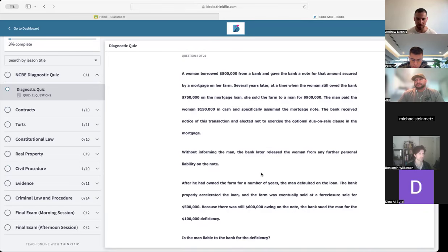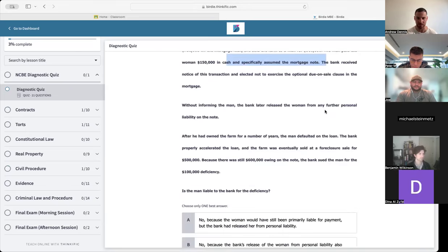After he had owned the farm for a number of years, the man defaulted on the loan. The bank properly accelerated the loan, and the farm was eventually sold at a foreclosure sale for $500,000. Because there was still $600,000 owing on the note, the bank sued the man for the $100,000 deficiency. Is the man liable to the bank for the deficiency? So how did the man take this? The man paid the woman and specifically assumed the mortgage note. So he's primarily liable because he expressly assumed it.